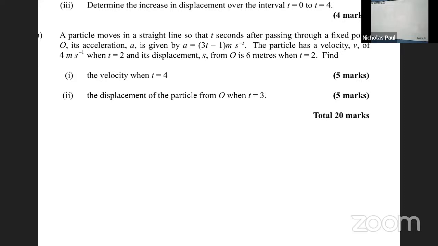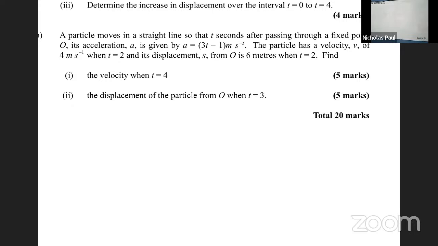You have acceleration, so you're going back up to velocity. Integrate, right? So you're going from acceleration to velocity, so you're integrating. Then plug in t as 4. And then part 2, similar kind of thing, right? But we have a problem.